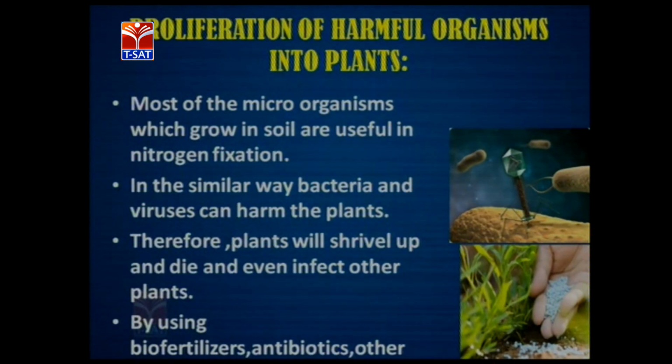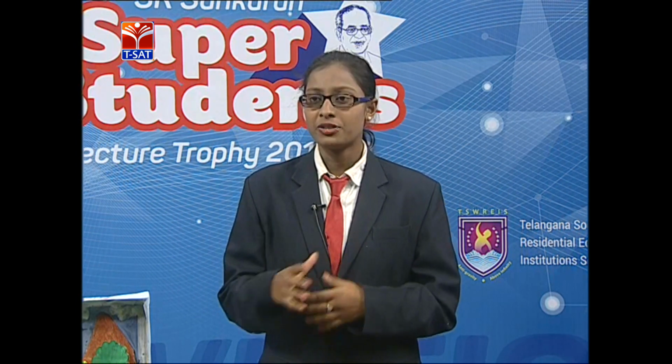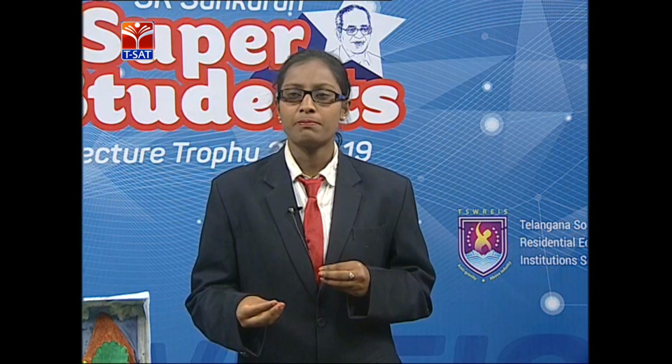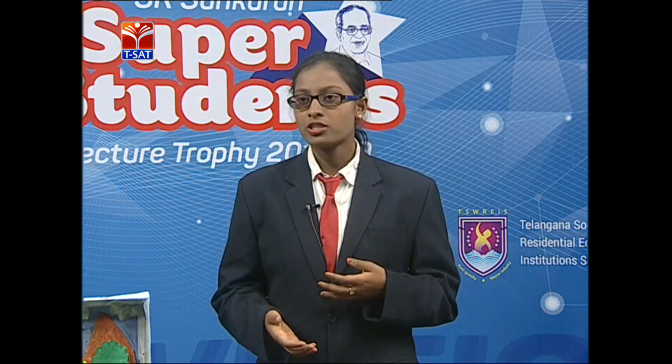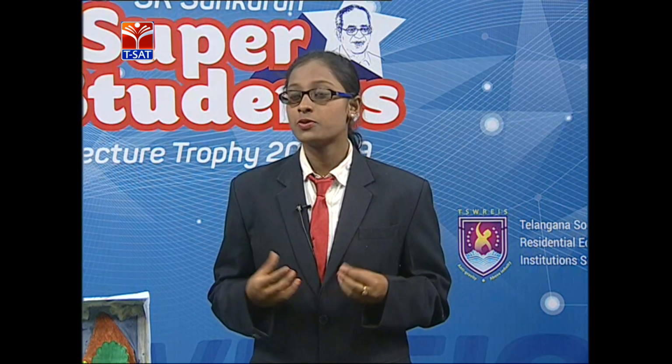And next, here comes the next slide: proliferation of harmful organisms into the plants. Proliferation is nothing but an increase in the number of unknown organisms that may benefit us, and that may also harm us. In a similar way, in the forest or in the plants, most of the microorganisms which grow in the soil are useful for nitrogen fixation. In a similar way, bacteria and viruses can harm the plants. But we see the microorganisms more and more in the forest area between plant and soil communication. That means when a plant takes in water from the soil through roots, microorganisms are present there.